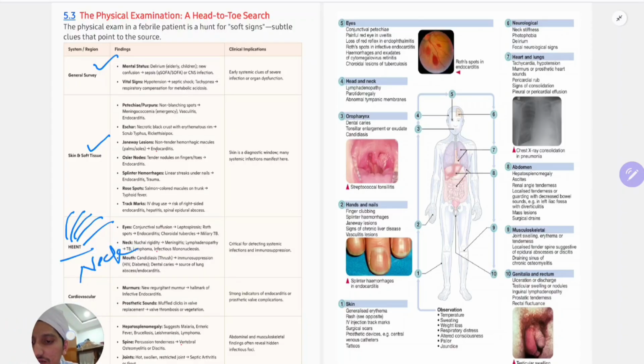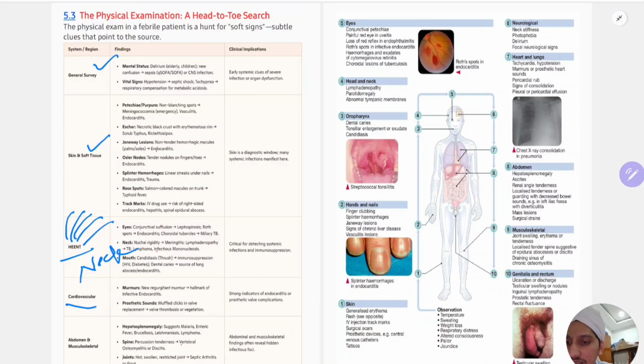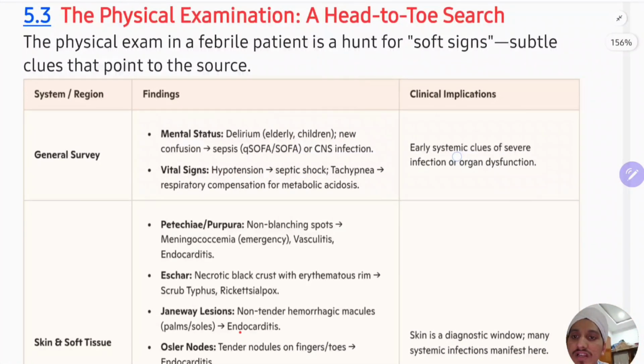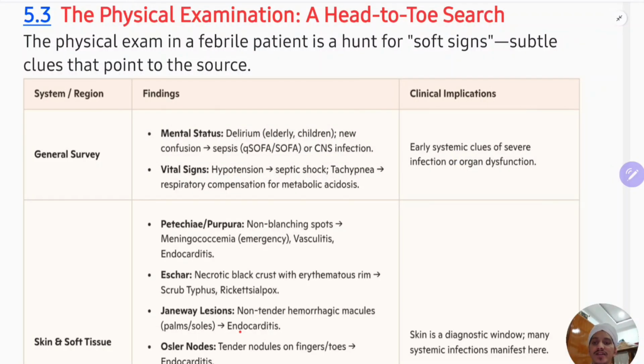Then cardiovascular and pulmonary. You can take chest, meaning nothing but chest. And then abdomen and musculoskeletal. That's how you examine the patient from head to toe. Now, coming to the general survey first. The physical examination of a febrile patient is a hunt for soft signs, subtle clues that point to the source. So, in general survey, see the mental status of the patient. The patient can have delirium, especially in elderly and children, and can have a new confusional state.